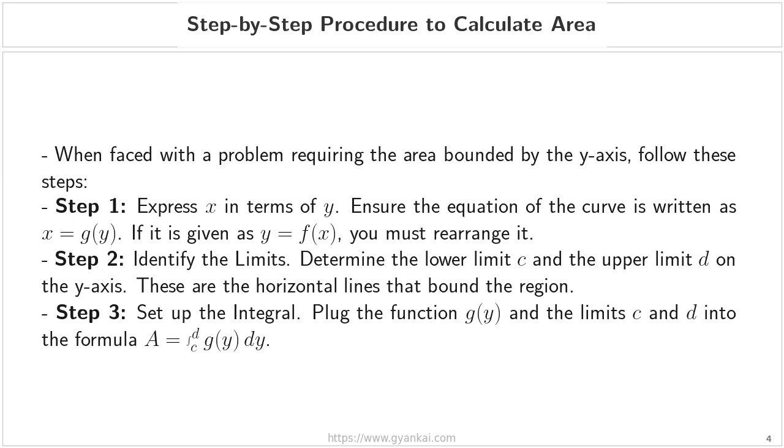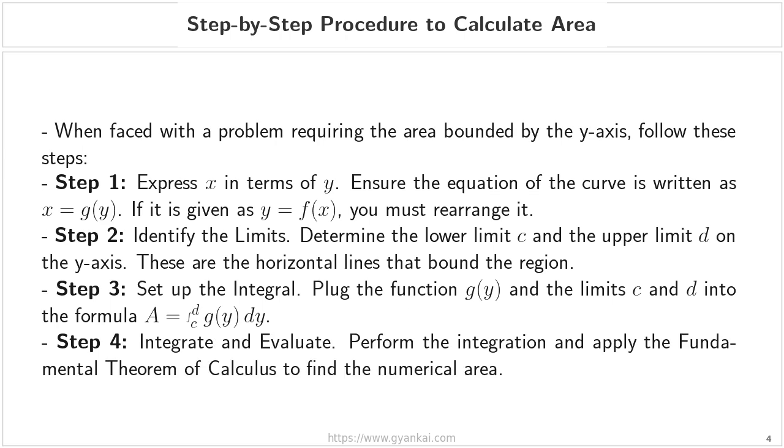Third, step 3, set up the integral. Now you take the function g of y that you found in the first step, along with your limits c and d, and plug them into our formula. You will write the integral from c to d of g of y with respect to dy. Finally, step 4, integrate and evaluate. This is where you perform the actual calculus. You will integrate the function and then apply the fundamental theorem of calculus by substituting your upper and lower limits to find the final numerical area. To see this procedure in action, let's move on to our next slide, where we will work through a practical, illustrative example involving a parabolic reflector.